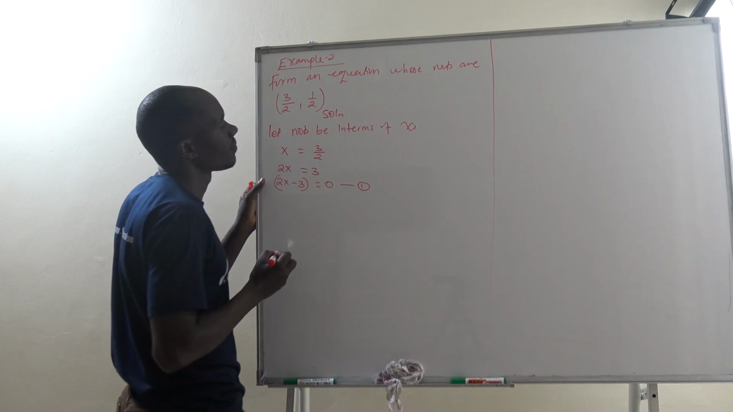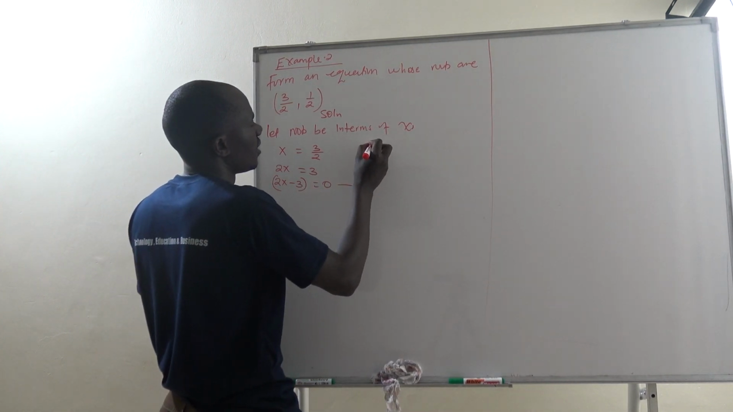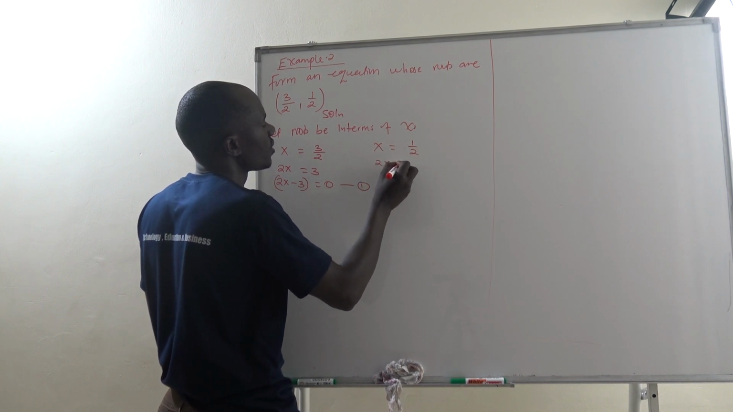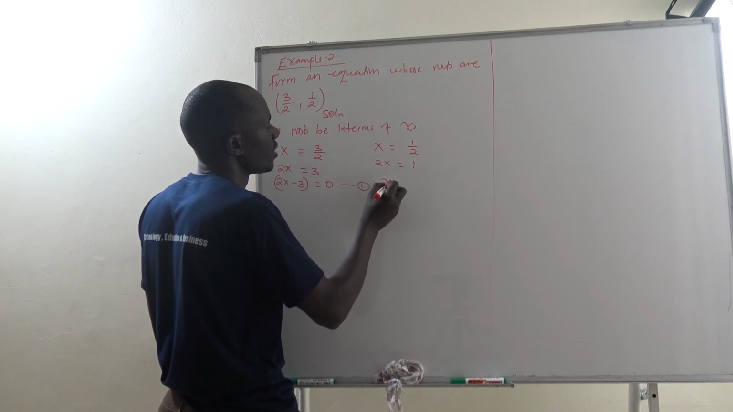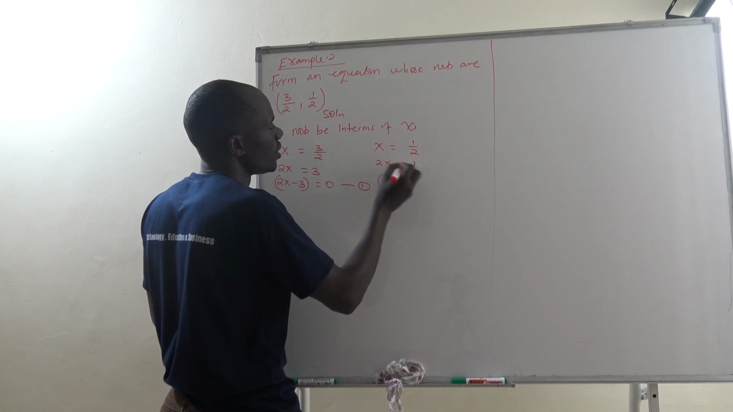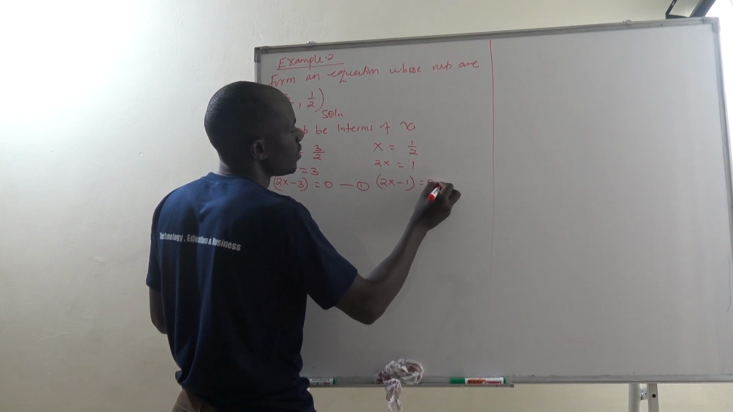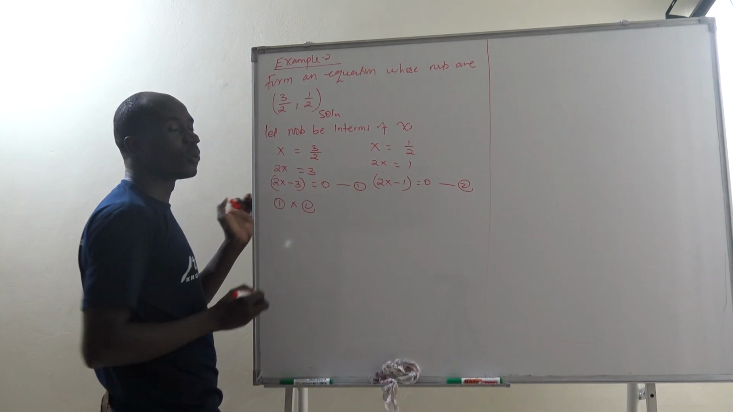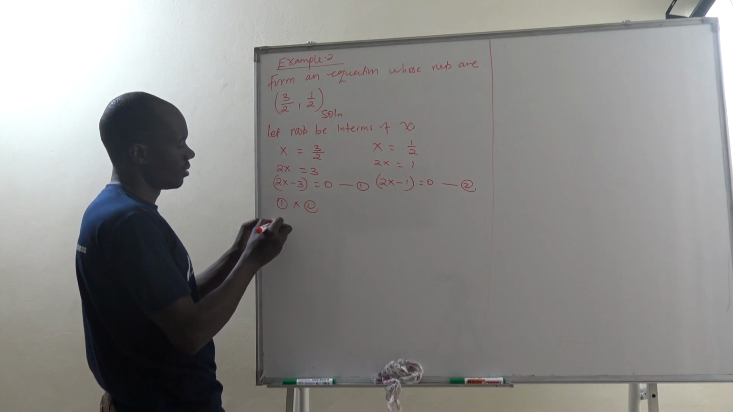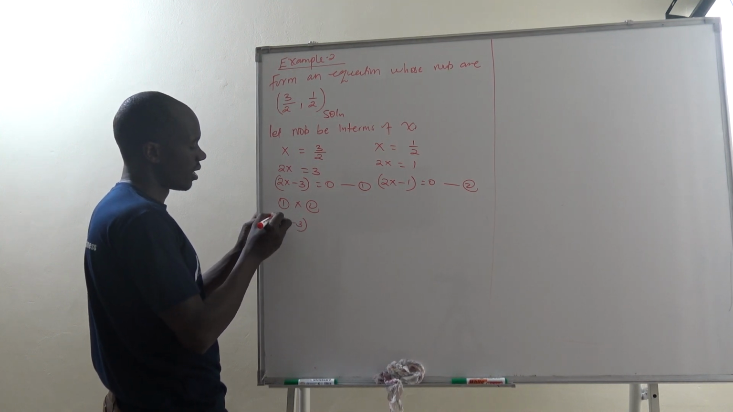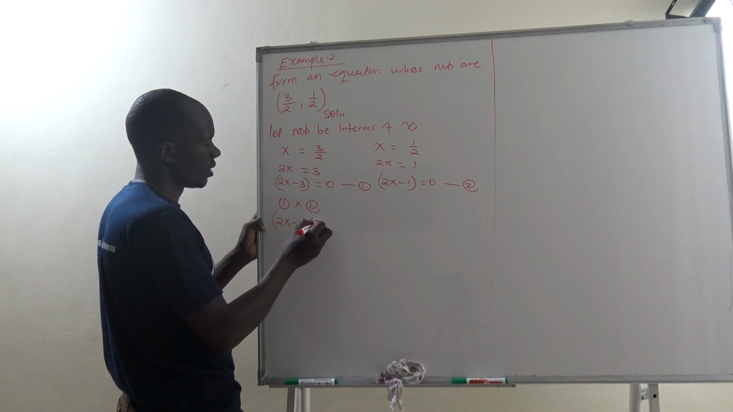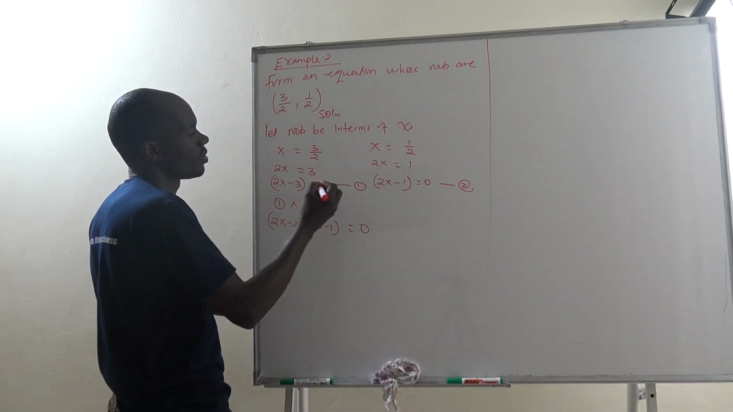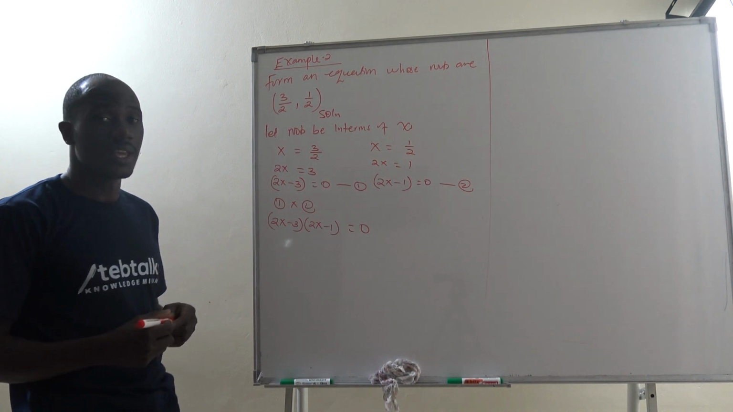This is the first. Again, I also say x equals 1 out of 2, cross multiply, you get 2x equals 1. Bring this side, 2x minus 1. When this one comes here, it becomes a negative, equals 0. This is the second. Then I will say equation 1 times equation 2. This is 2x minus 3 times 2x minus 1 equals 0. Because 0 times 0 is also coming out with a 0.